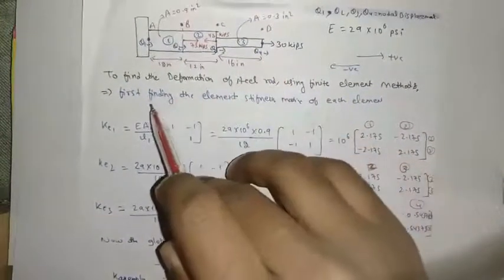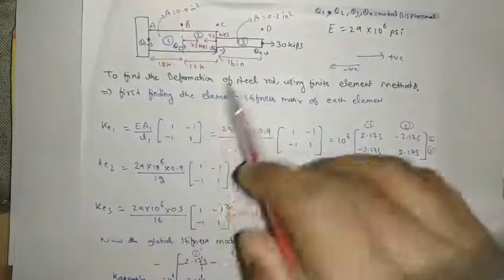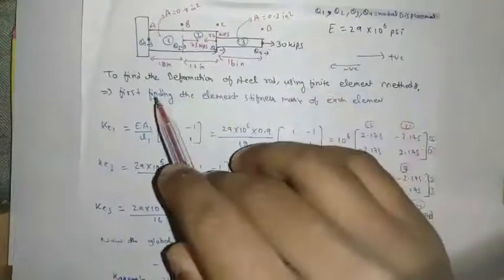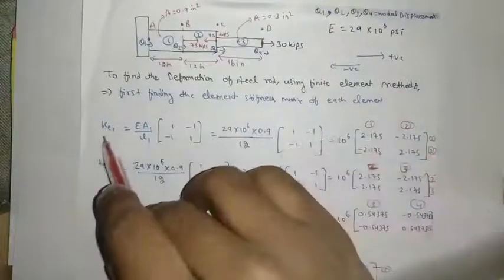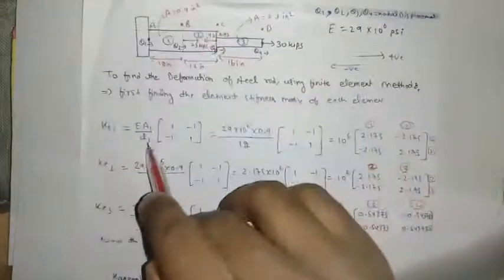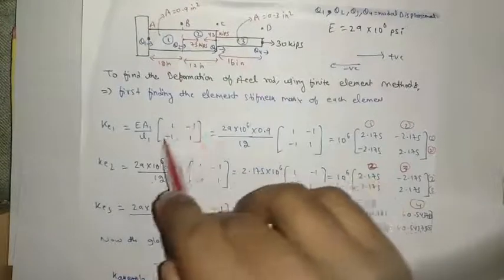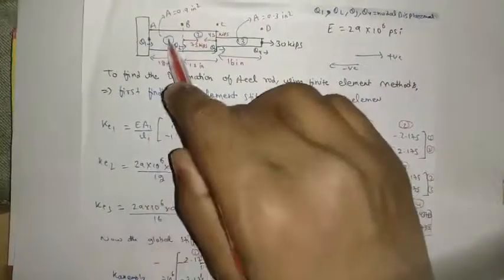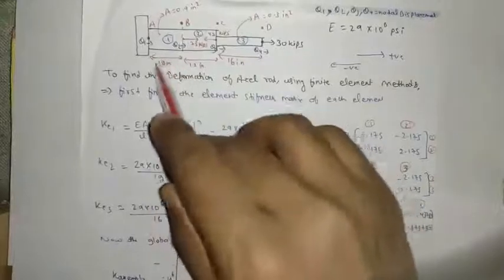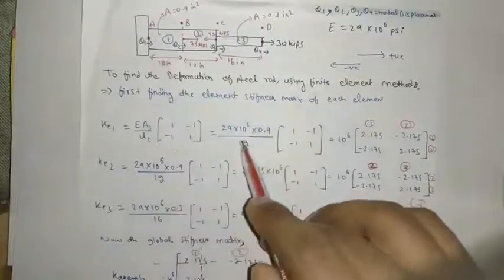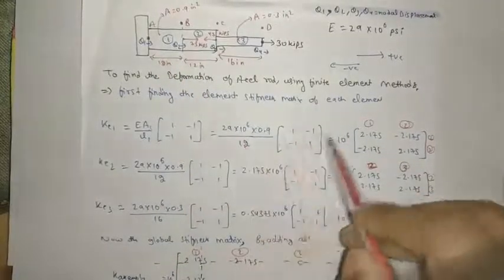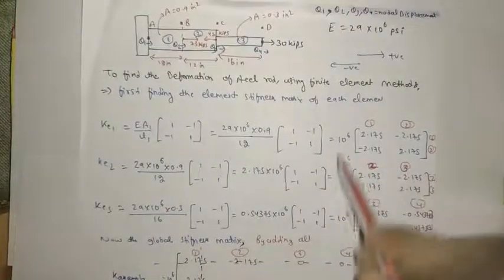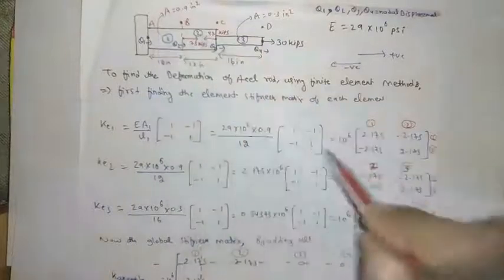First we find the element stiffness matrix of each element. We have three elements here. So ke1 of the first element is EA by L times the matrix [1, -1; -1, 1]. This is the formula. E is the material property, A1 is the area of cross section of the first element, and L is the length of the first element. So 29 times 10 to the 6, and after we substitute we get this value, and we take 10 to the power 6 common from all three elements.